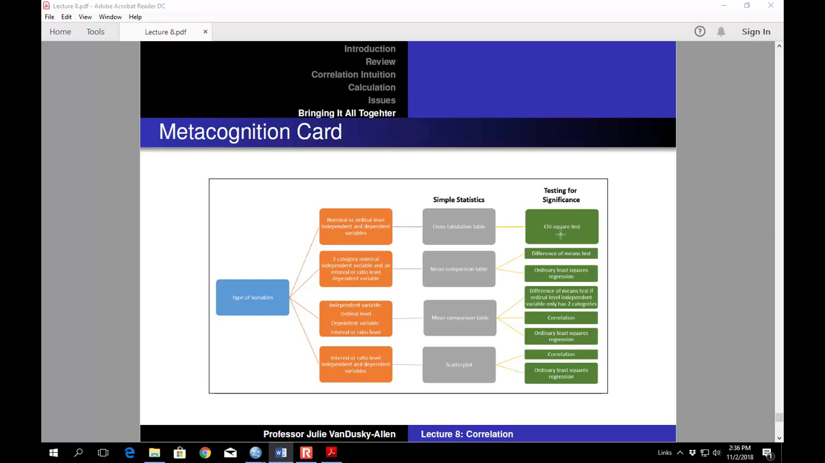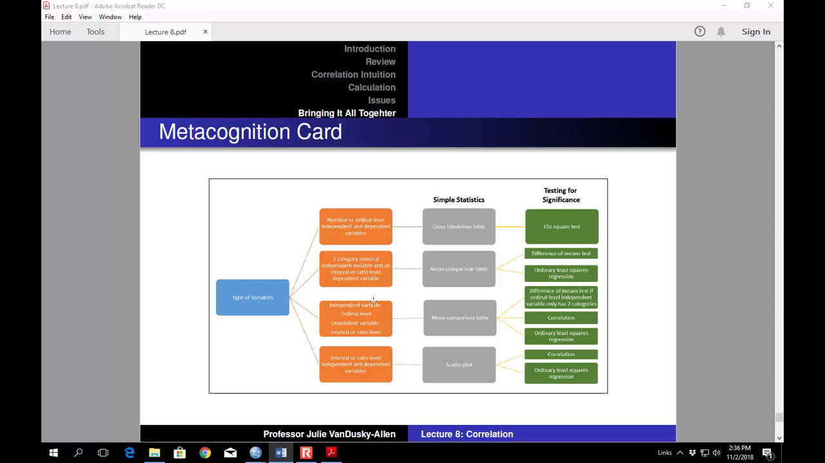If we have a two-category nominal level independent variable and an interval or ratio level dependent variable, and we wanted to use simple statistics to analyze the relationship between these variables, we could use a mean comparison table. If we wanted to test if the independent variable has a statistically significant impact on the dependent variable, we could use a difference of means test.